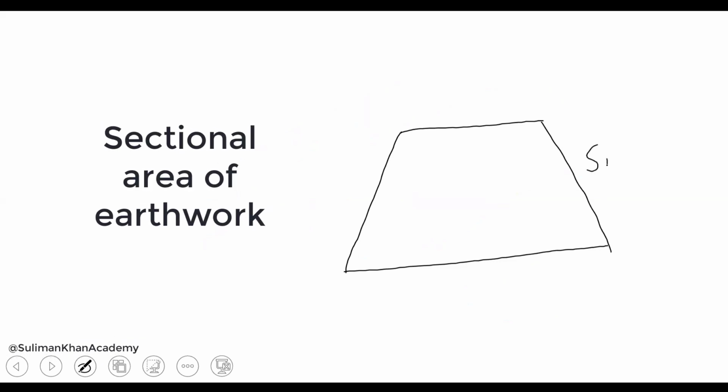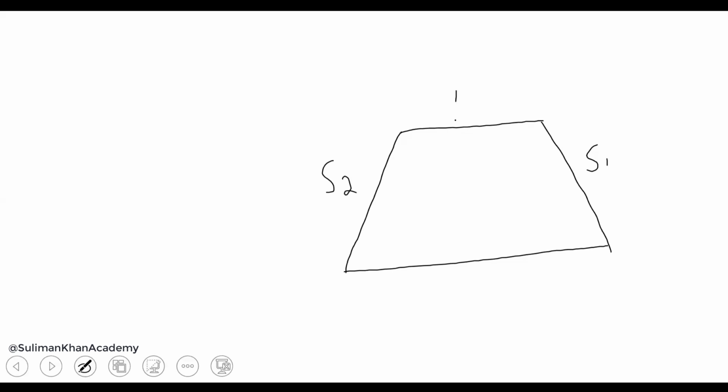Let's say this is the slope for one side, and here we have the slope for another side. You can say S2, and let's say this is just the width or breadth. And here we have the depth, very simple.